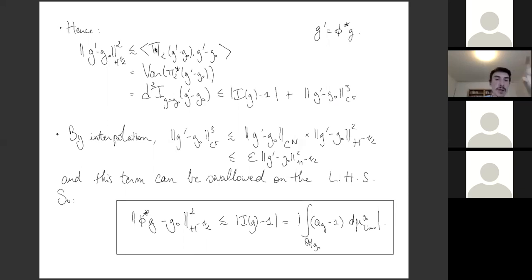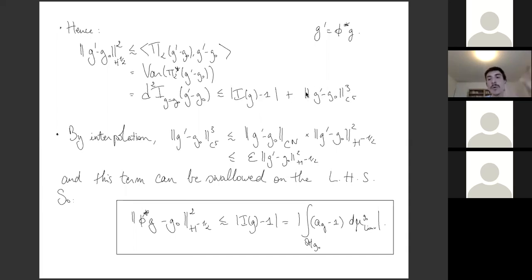And I know that this operator has good analytic properties, and in particular, I have a lower bound for this bracket here. So I can bound this from below by the norm of G' minus G0 in H^-1/2 squared. So what I get in the end is that this term here is bounded by the stretch minus 1 plus a cubic term. Now I'm almost done.